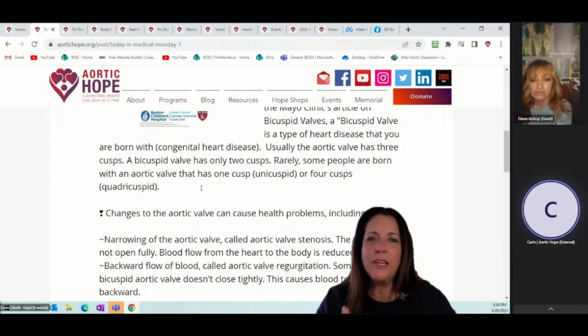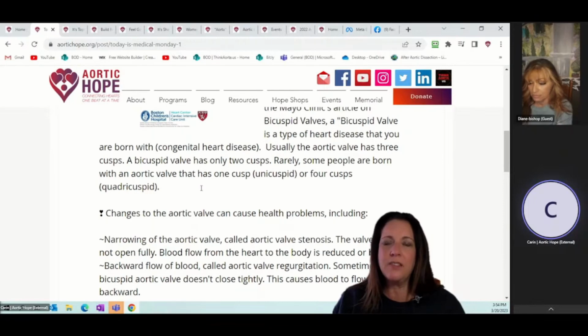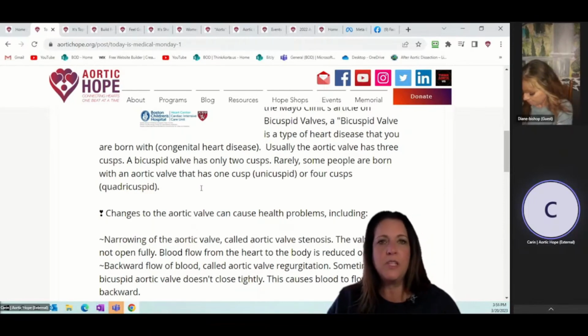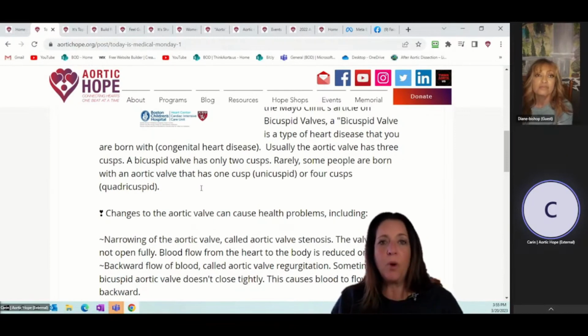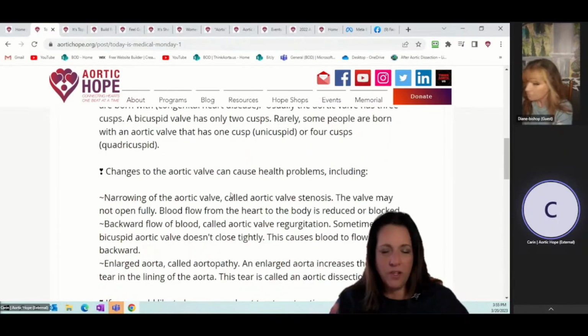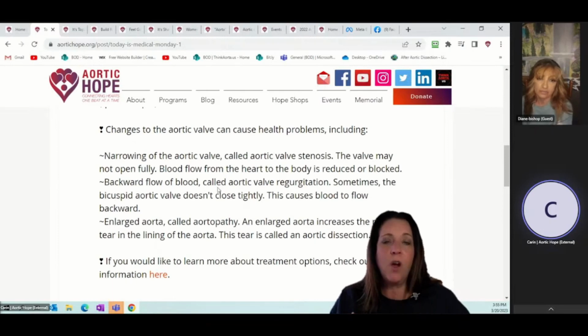And they're not sure yet of its hereditary nature, which is why a research study is being done right now by Dr. Siddharth Prakash. You've heard his name. He does the exercise studies. He's doing that right now in UT Houston. But rarely, some people are born with an aortic valve that has, as I just mentioned, 1 cusp, which is a unicuspid, or 4 cusps, quadricuspid. And changes to this aortic valve can actually cause health problems.